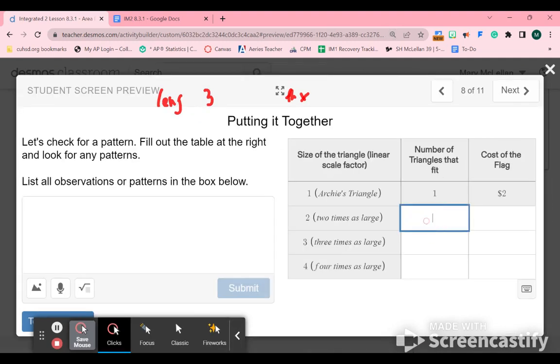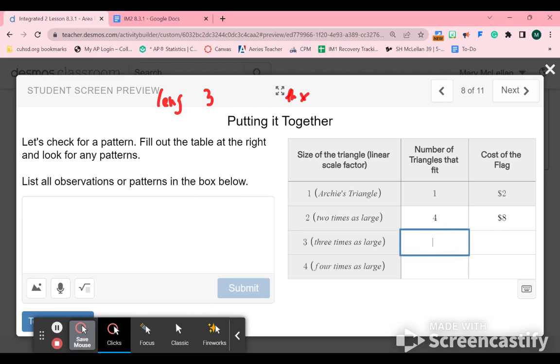Okay. So when we were considering a flag that was two times Archie's flag, the number of triangles that fit in was 4. And the cost of that flag was $8, because Archie's flag cost 2. We multiply the numbers that fit.